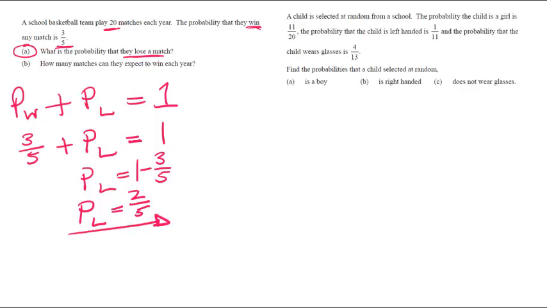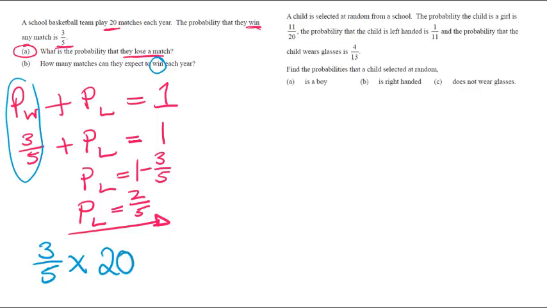Next question, how many matches can they expect to win each year? This is where that 20 comes into play. So how many can they expect to win? We will say 3 out of 5 is our winning probability, multiplied by 20, the total possible matches. That gives me 60 over 5, which is 12. So they are probably going to win 12 out of 20 matches for the year.